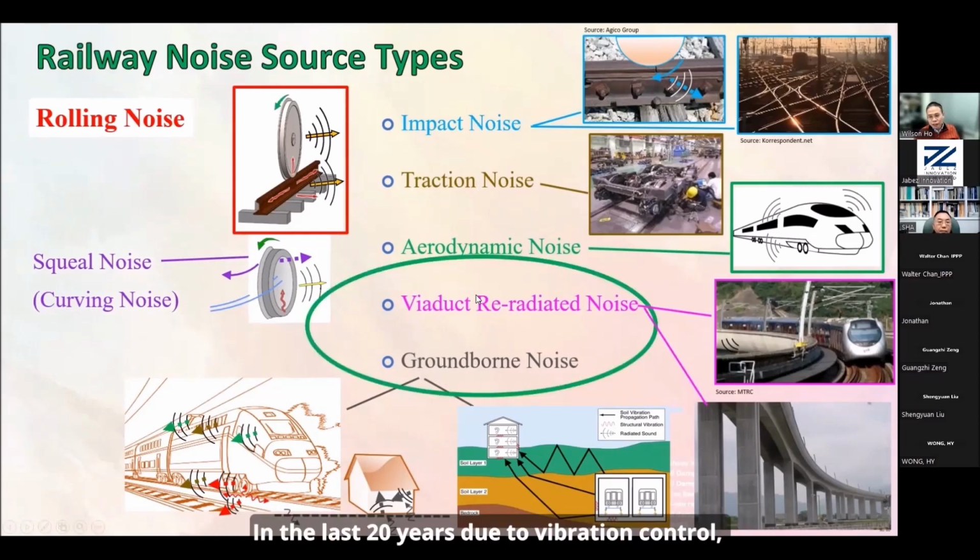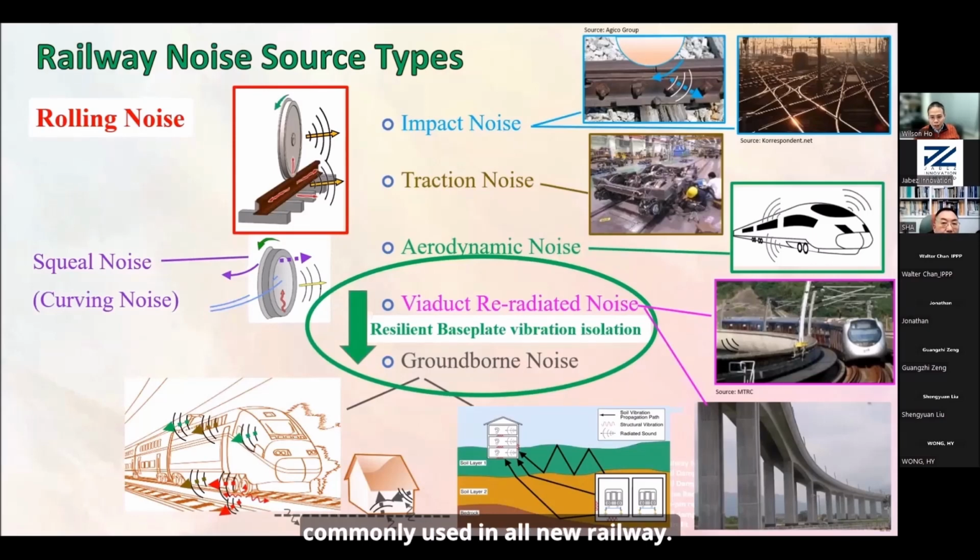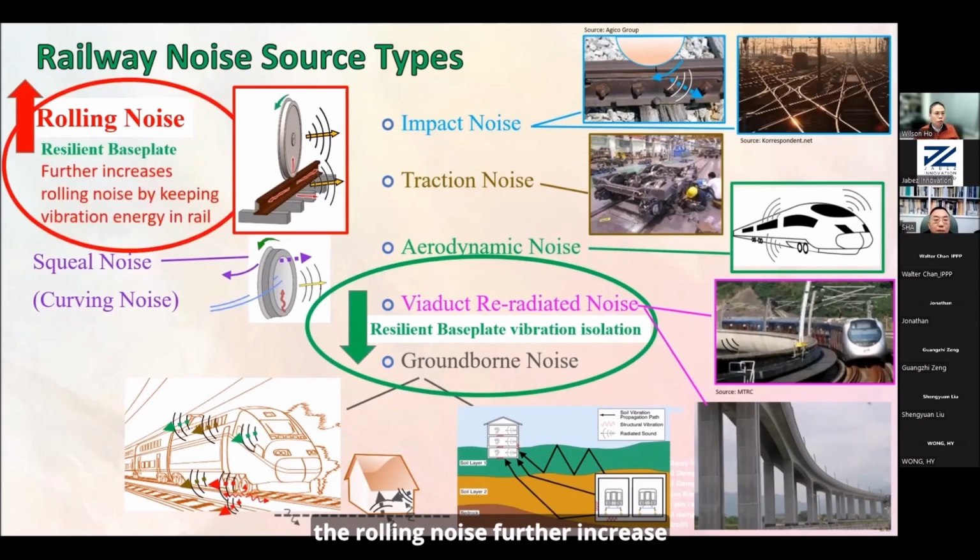In the last 20 years, due to the vibration control, ground-borne noise control, resilient baseplate have been commonly used in all the new railways. With the resilient baseplate, the vibration energy is separated from the structure. So the rail vibration energy will be kept within the railway, not allowed to transmit into the structure. Once it is kept in the railway and there is multiple rail excitation, the railway vibration would be accumulated, making the rail vibrate more seriously, at much higher amplitude, and making the rolling noise further increased. So the reduction of the ground-borne noise actually increases the rolling noise.